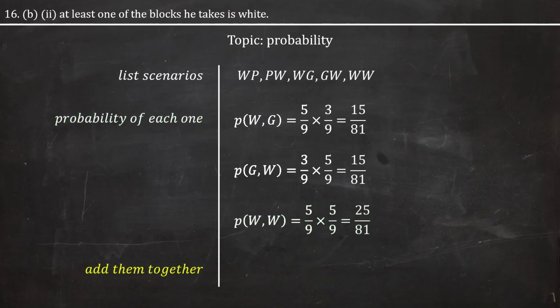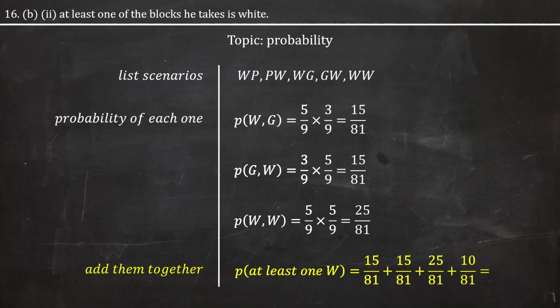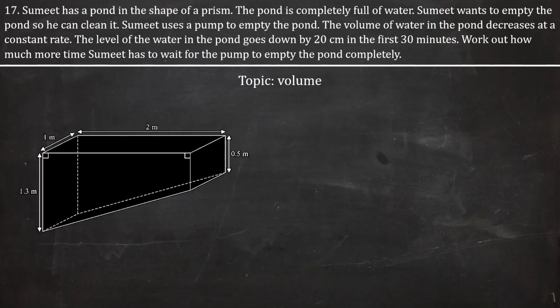To find the probability of at least one white, we add them together, which will give 15 over 81 plus 15 over 81 plus 25 over 81, which is the 3 that we found just now, plus the probability of pink, white and white, pink together from the previous question, which is 10 over 81, which will then give you 65 over 81. Question 17, a volume question, kind of an annoying one and takes a lot of steps, but let's go.